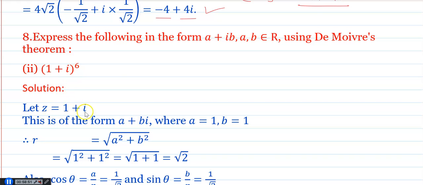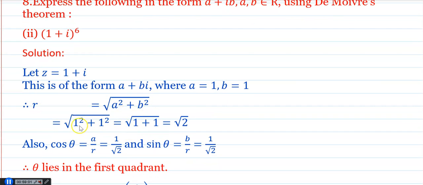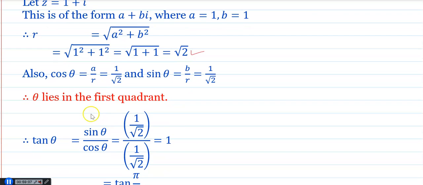Here z is equal to 1 plus i. It is of the form again a plus bi. A is 1, b is 1, and r is equal to root of a square plus b square. That is 1 square plus 1 square, 1 plus 1, 2. And then you will get r is equal to root 2. Cos theta is a upon r, sin theta is b upon r. Therefore, you are getting 1 upon root 2 and sin theta is 1 by root 2.